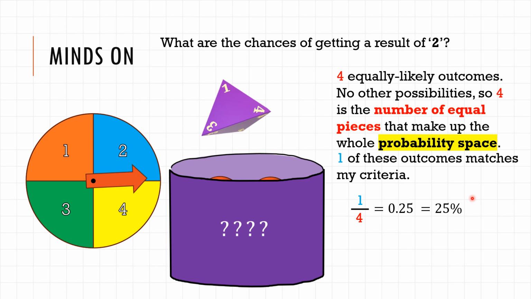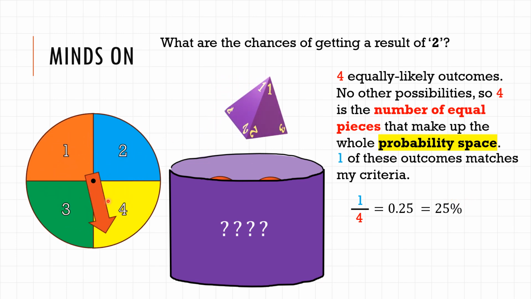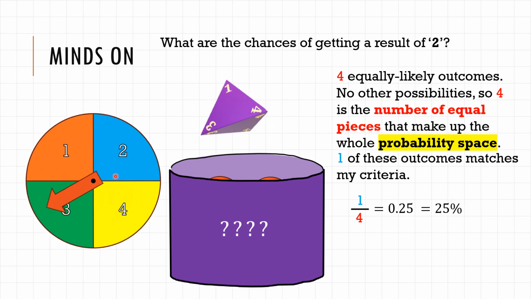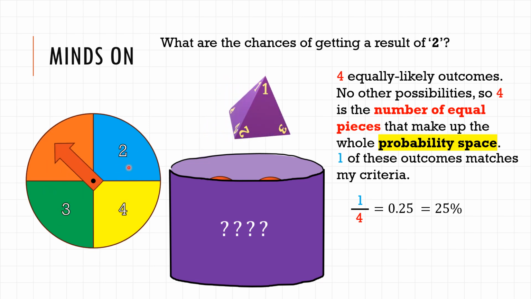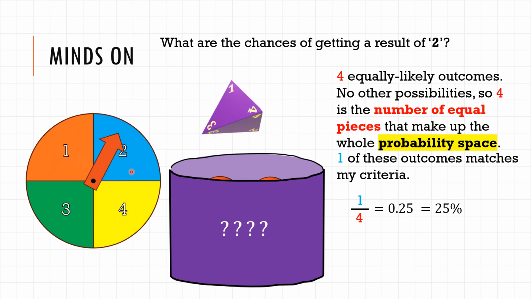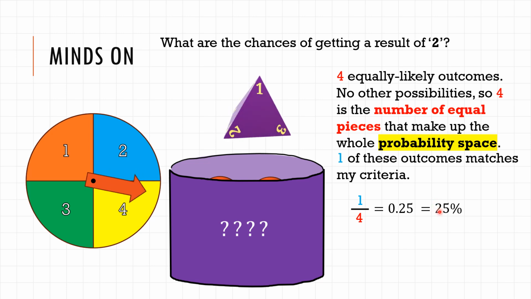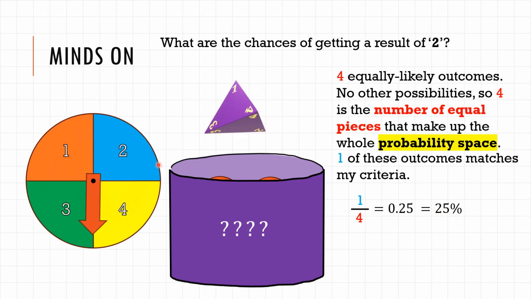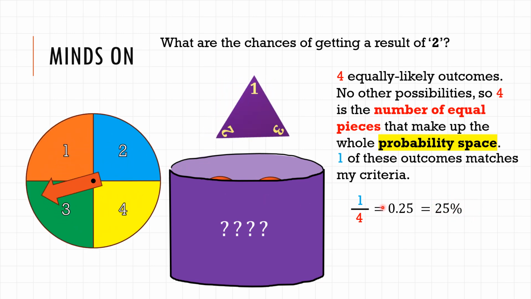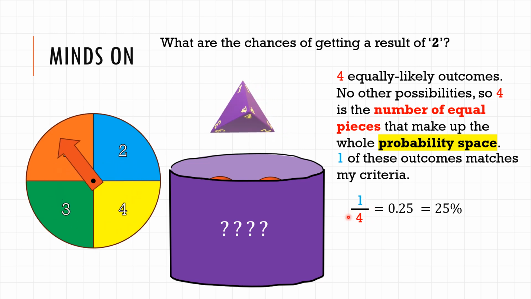It's really important to know that, in an experiment like this, it's very easy to see that 25% is the chance I'm going to get a 2. But probability experiments are going to get more complicated, and we need a way to come up with this percentage that doesn't just rely on our intuition. And this is how we do it. We write it as a fraction first, the number of outcomes that we're looking for out of all the total possible equally likely outcomes. Then we divide those to turn it into a decimal, and then multiply by 100 to turn it into a percentage.